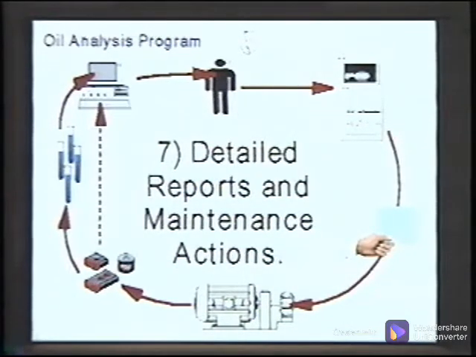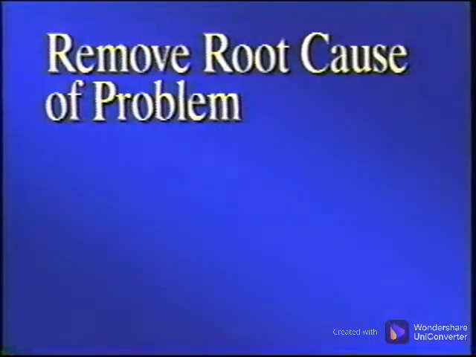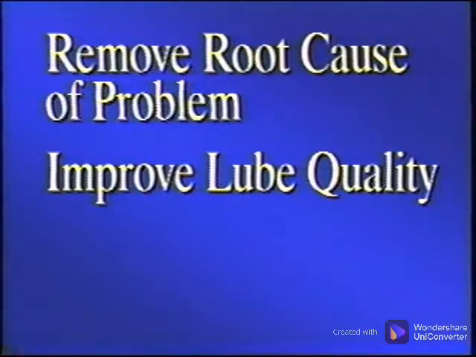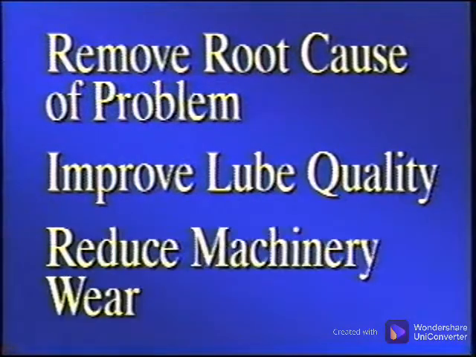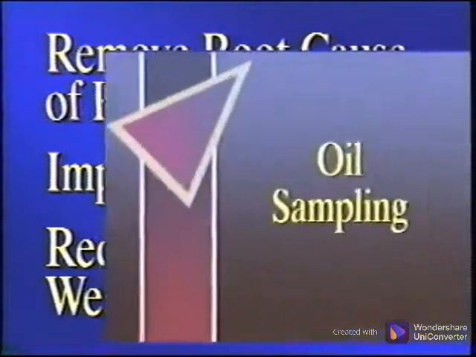Although this is often the end of the loop, to build the program on a reliability-based maintenance philosophy requires you to exit the loop and use all the gathered information to remove the root cause of the problem, improve the quality of the lubrication, reduce the wear on the machine, and avoid catastrophic failures.